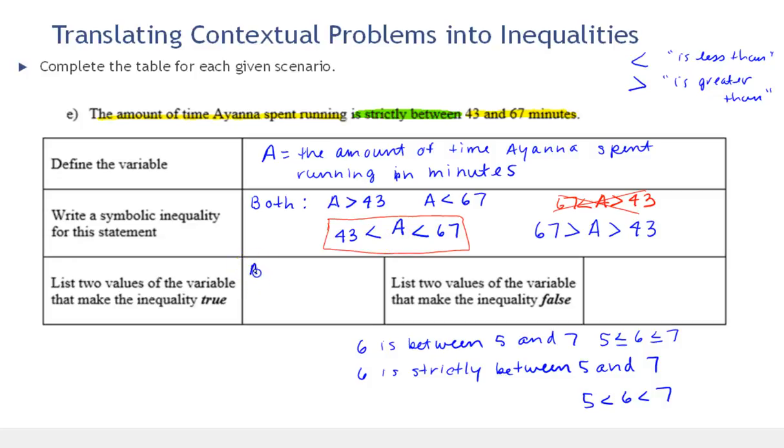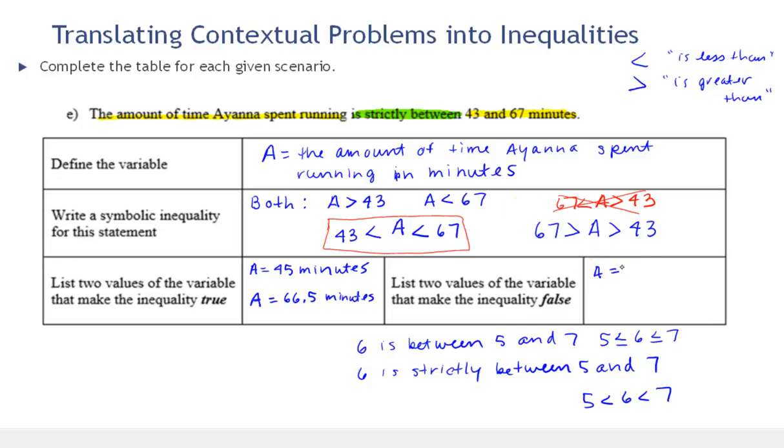So I'm going to say A equals, how about she spent 45 minutes running? Or it's possible she spent, you can even say a fraction of a minute, 66.5 minutes running. Okay, both of those values are between 43 and 67, strictly. Okay, 2 values that make the inequality false.